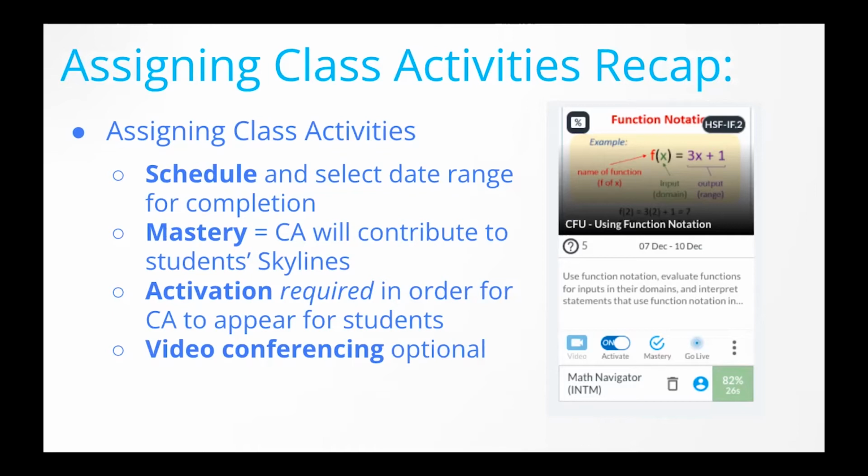So just like Dina said, if you want to schedule something that starts February 5th and ends February 8th, knock yourself out. You can totally do that. The mastery circle right here on this class activities card will probably be checked off by default, and that just means that the students' results on that class activity will impact their skyline. So if they master this competency for the first time by taking this class activity, they'll fill in one more block on their skyline. That's all that means. You can uncheck it or you can leave it checked.